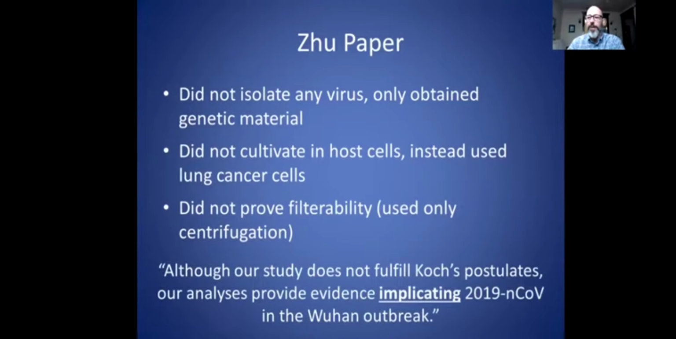And this is what they said in their conclusion. So once again, an honest author. "Although our study does not fulfill Koch's postulate," so they acknowledge that outright, "our analyses provide evidence implicating 2019-nCoV in the Wuhan outbreak." So we have association, and we have implication. So this is nowhere near causation. This is preliminary findings that basically suggest that you need to do some more studies and actually apply the Rivers criteria if you want to prove causation.